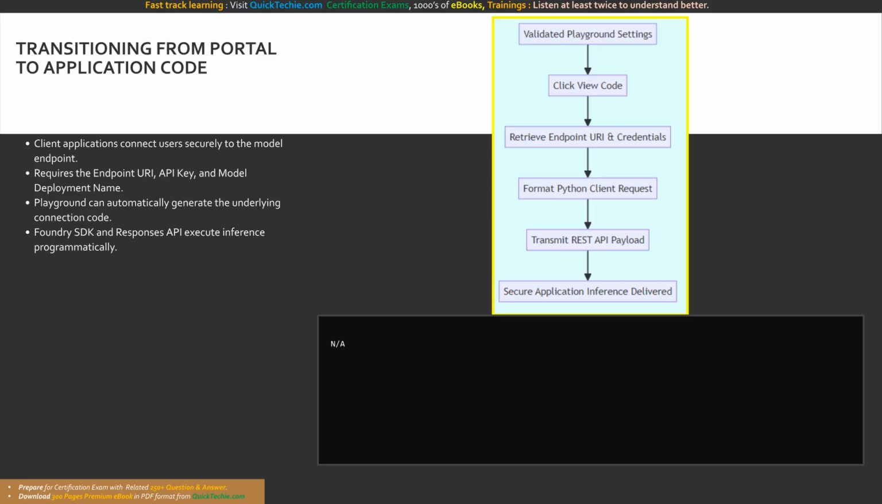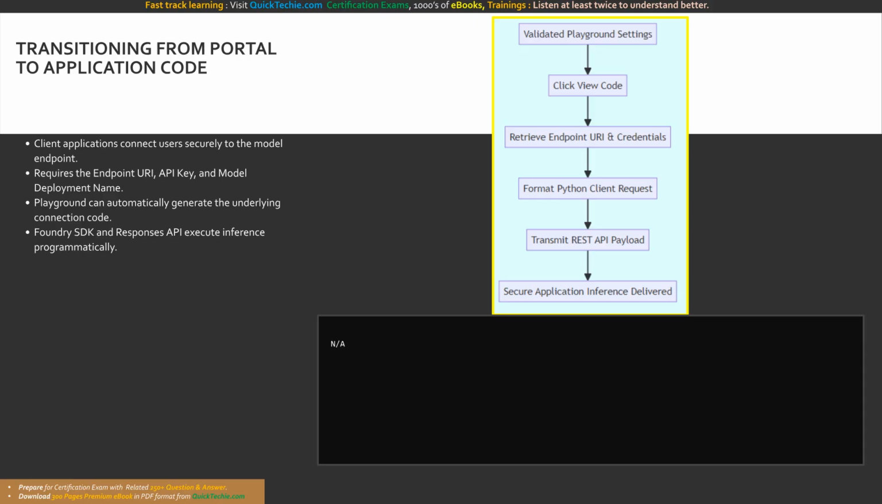When you are ready to write code, the Foundry Playground provides a phenomenal shortcut. You can simply click the View Code button within the interface. This feature instantly generates the exact Python or cURL payload, reflecting all of your current UI configurations, including your finely tuned system instructions, temperature settings, and target deployment name. To successfully execute this programmatic connection, your application requires 3 critical pieces of configuration data retrieved from the Foundry portal: the secure endpoint URI, the cryptographic API key or Microsoft Entra ID credentials, and the specific model deployment name.